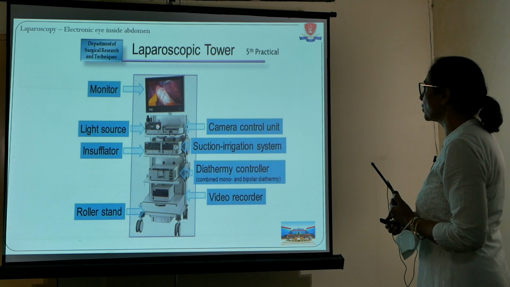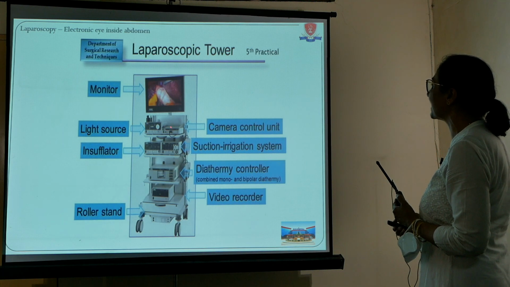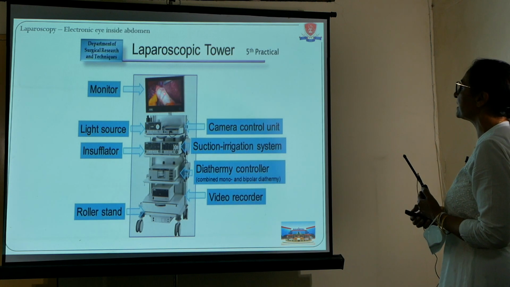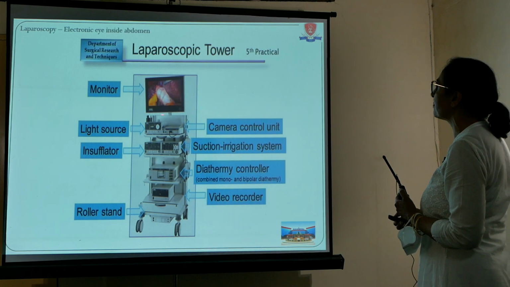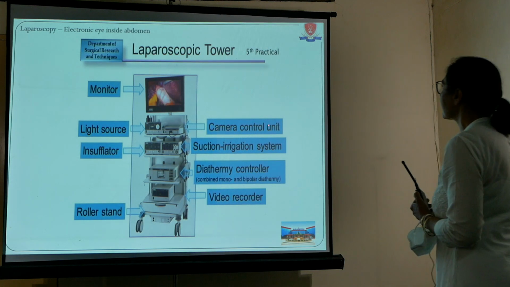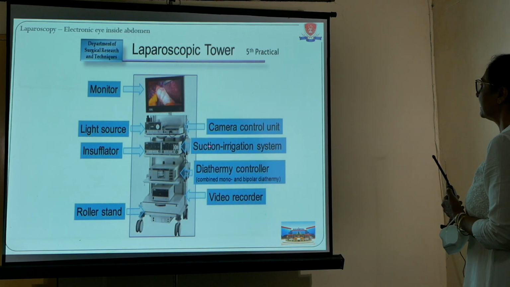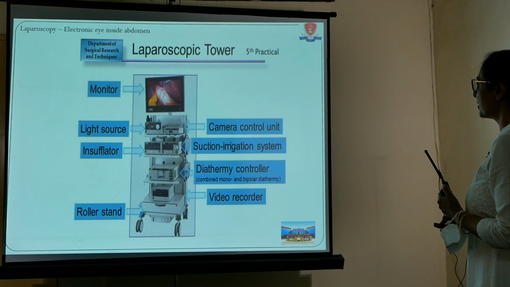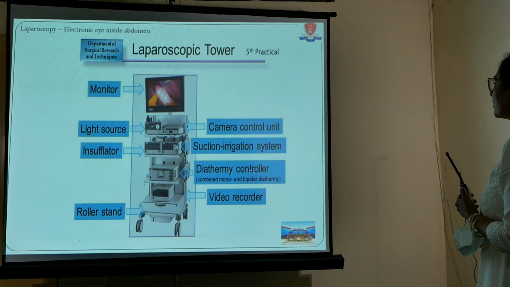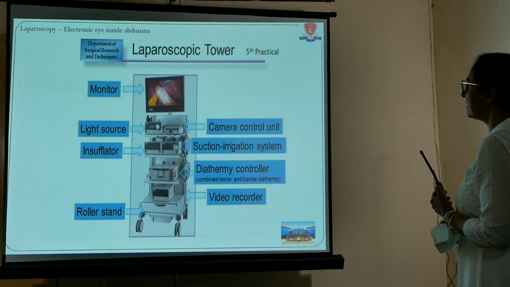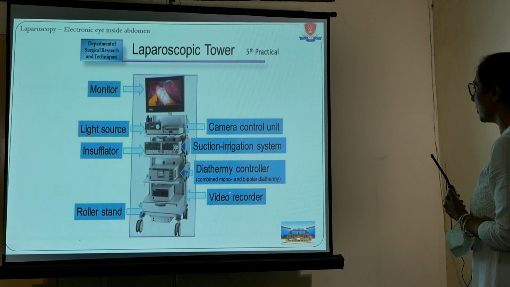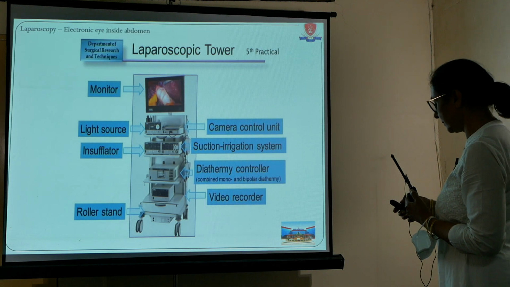This is the light source that is used for visualization of the pelvic organs and for recording. This is the monitor on which we see the pelvic organs. This is the camera control. This is the suction irrigation system that is used during surgery, and this is the diathermy controller which delivers the electrosurgical current, and here is the video recorder.